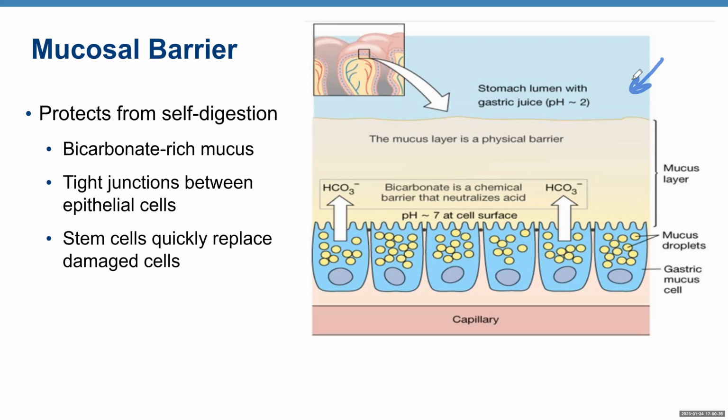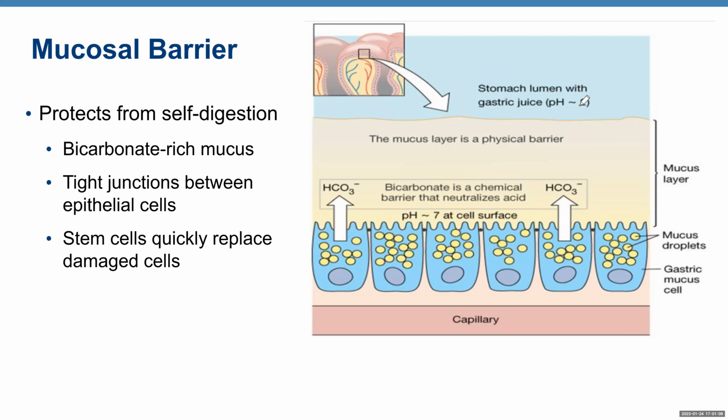So the mucosal barrier protects from self-digestion, because you make pepsinogen and pepsin that digest proteins. And the muscles are made of protein, so you don't want to digest your own stomach muscle. That's why this mucus protects from self-digestion. It's also bicarbonate-rich mucus, so it protects you from low pH.